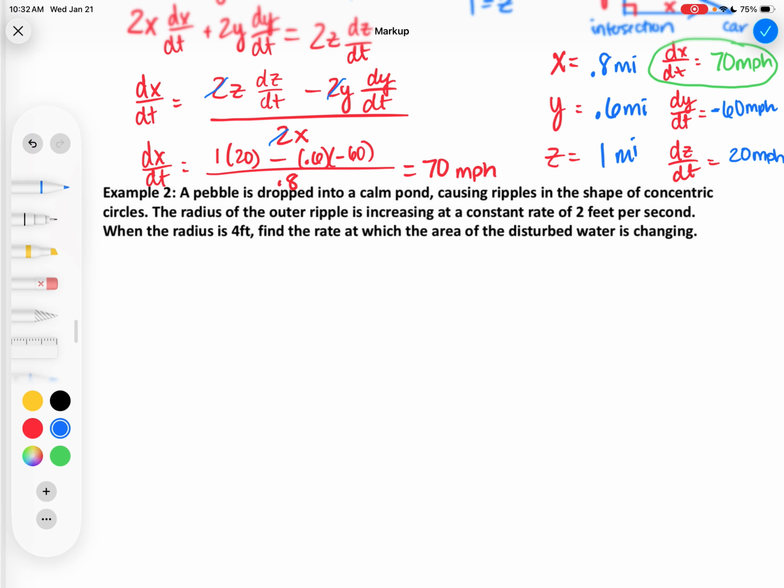But anyways, the radius of the outer ripple is increasing at a constant rate of 2 feet per second. When the radius is 4 feet, find the rate at which the area of the disturbed water is changing. The other thing is obviously watch units. Normally they're pretty good at giving you everything in the units that are needed, and not ones in inches, ones in feet. But occasionally that does happen, so just make sure you pay attention for that as well.